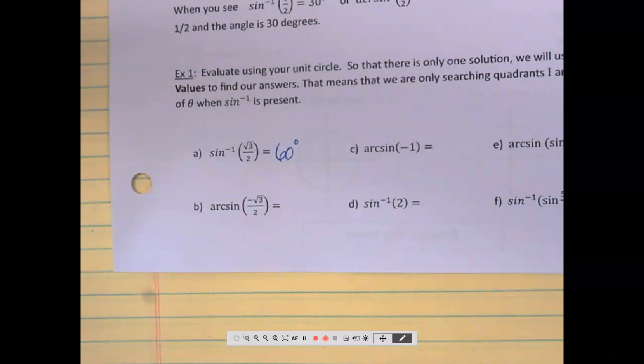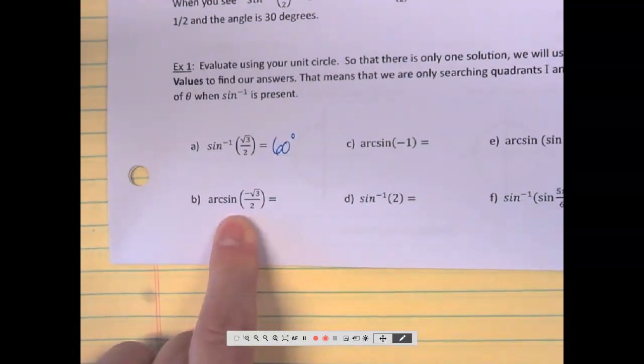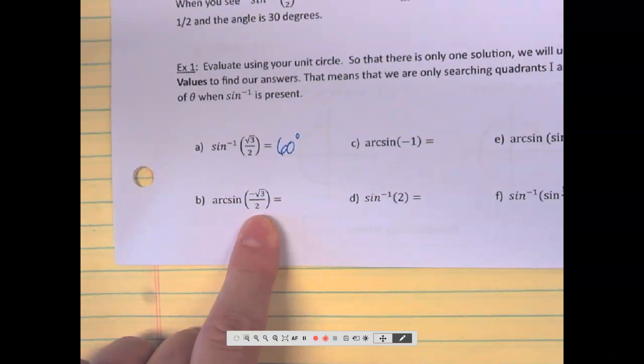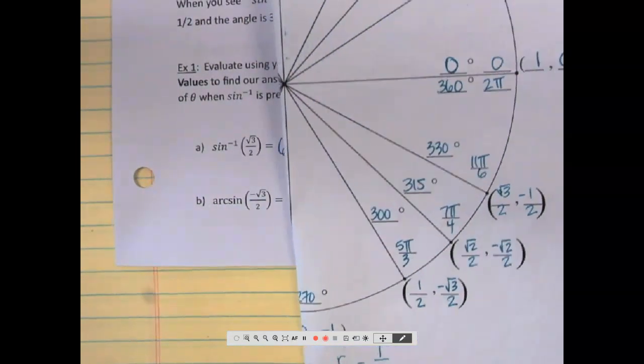Will there be one that isn't on the circle? Oh, yes, there will. Hold that question. I'm going to answer that in just a second. Okay, the next one. Arc sine. Oh, that means the same thing as sine inverse. So there's an angle whose sine is negative square root of 3 over 2. I am only looking in quadrants 1 and 4.